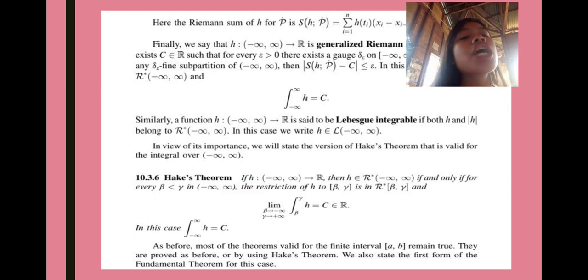the restriction of h to an interval beta and y is in the set of Lebesgue integrable functions on the interval beta and y, and the limit of the integral from beta to y of h equals c, which belongs to a real number, as beta approaches negative infinity and y approaches positive infinity. In this case, the integral of negative infinity to positive infinity of h is equal to c.